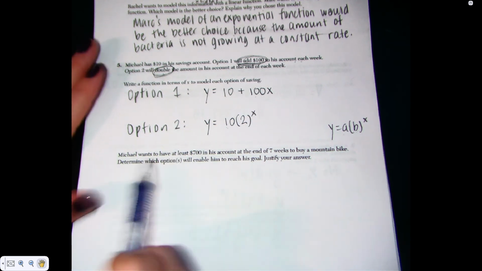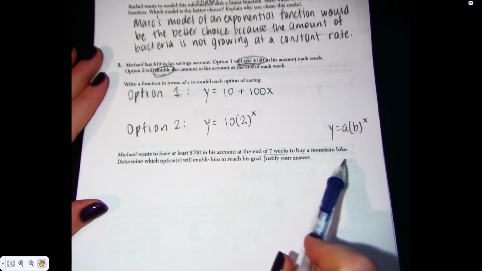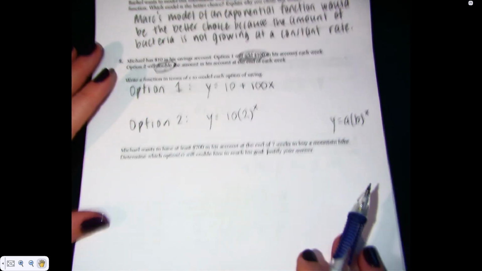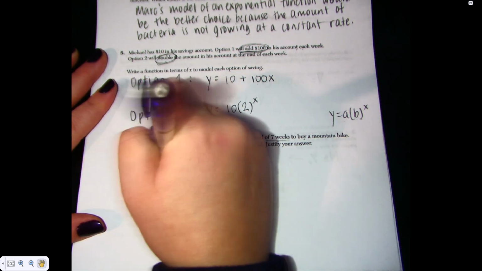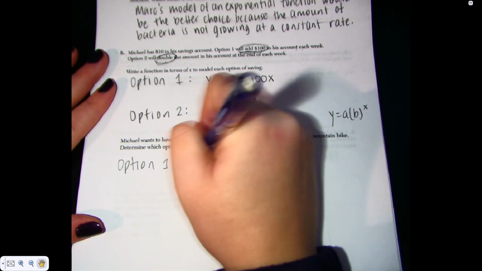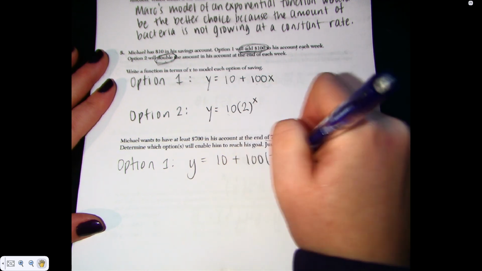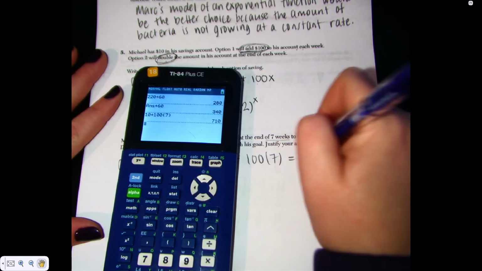Now, part 2 says Michael wants to have $700 in his account at the end of 7 weeks to buy a mountain bike. Determine which options will enable him to reach his goal. So all we do here is plug in 7. So option 1, the money he'll have after 7 weeks is $10 plus the $100 for 7 weeks. Okay, I think we can do this in our head, but $710.